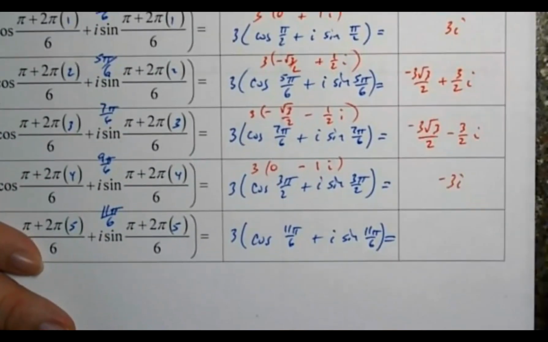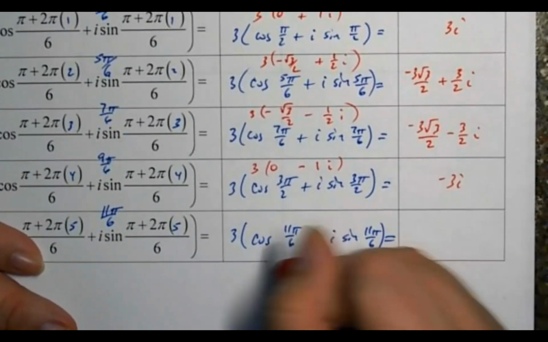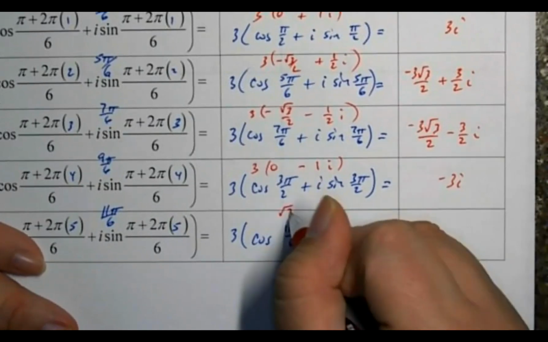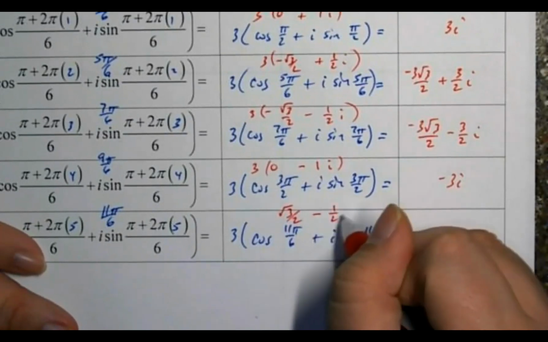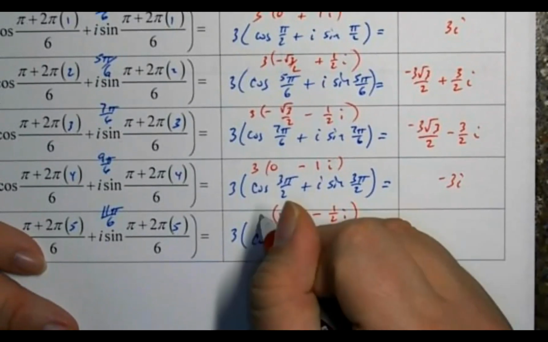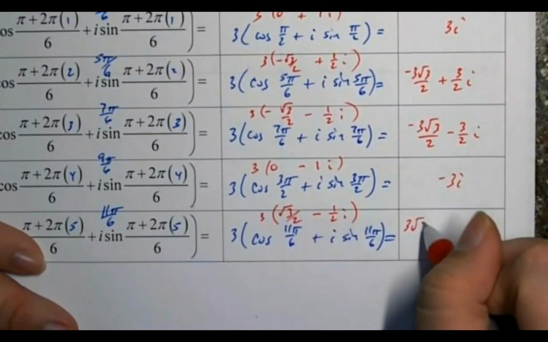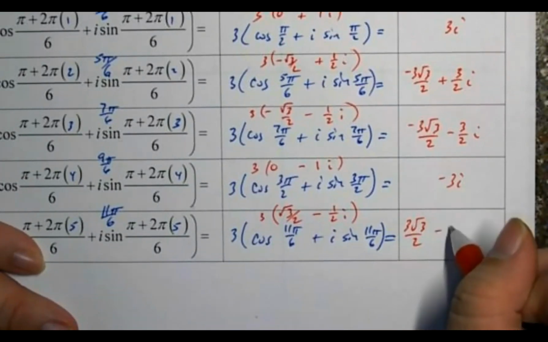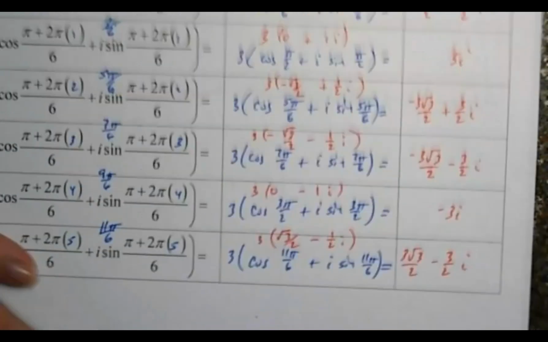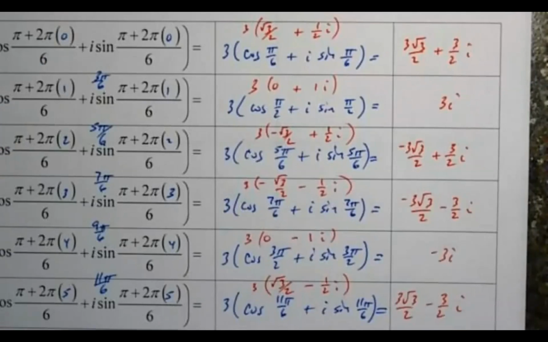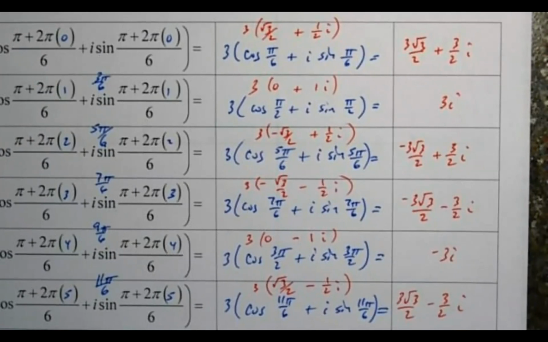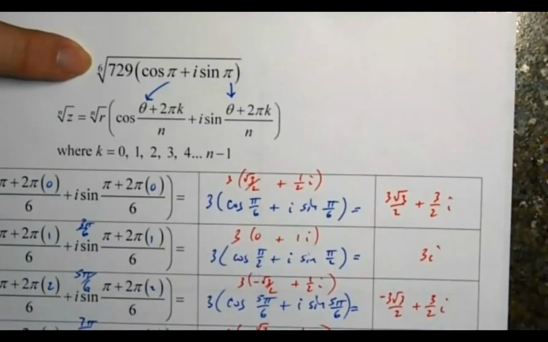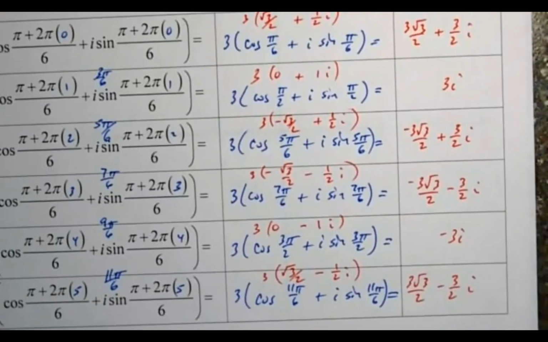And finally, our last one, 11 pi over 6. The cosine of 11 pi over 6 is positive square root of 3 over 2. The sine of 11 pi over 6 is negative 1/2 i. So I'm going to multiply that by 3. 3 square root of 3 over 2 minus 3/2 i. These are the 6 roots of 729 times cosine theta plus i sine theta. Those are my 6 roots.